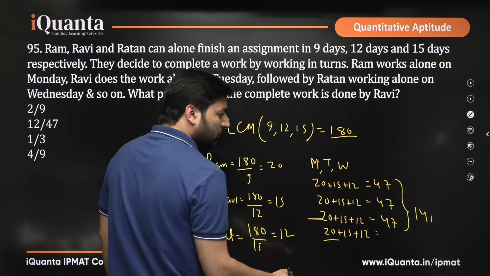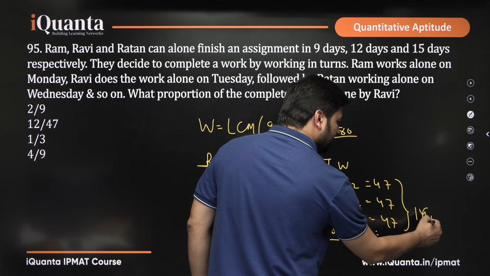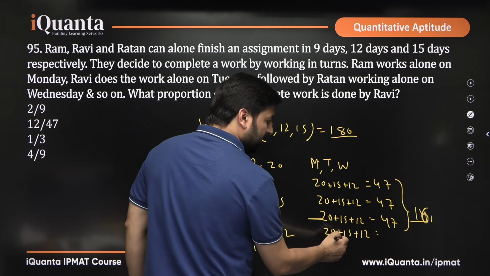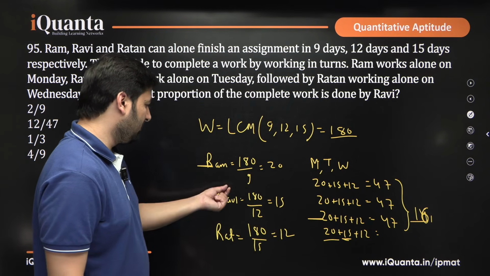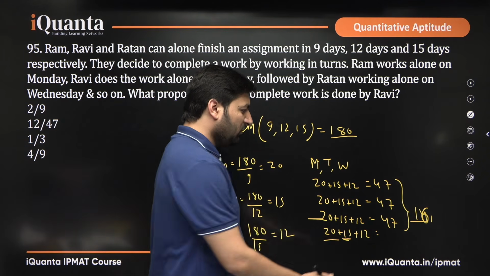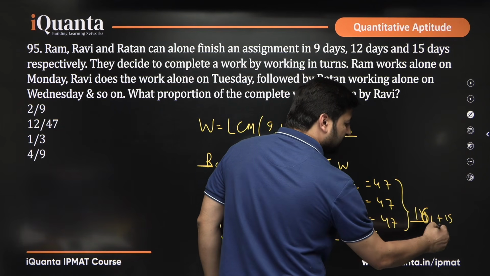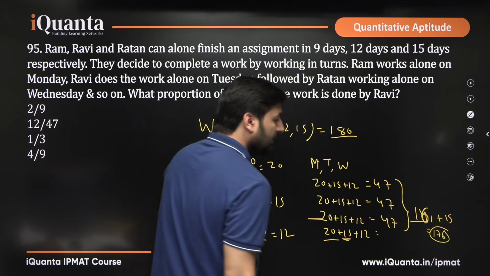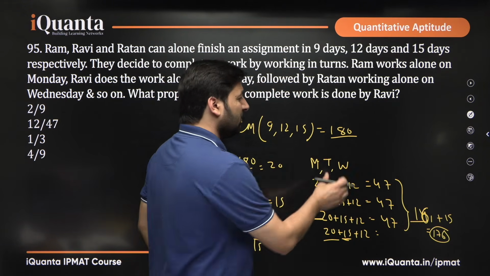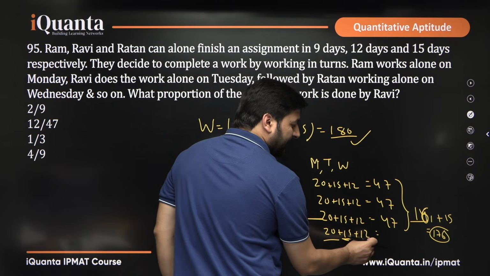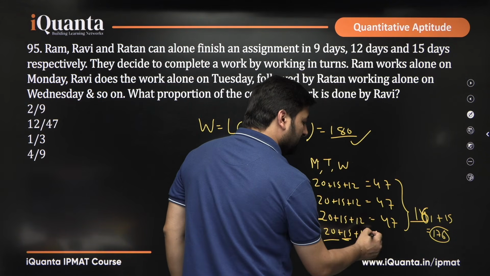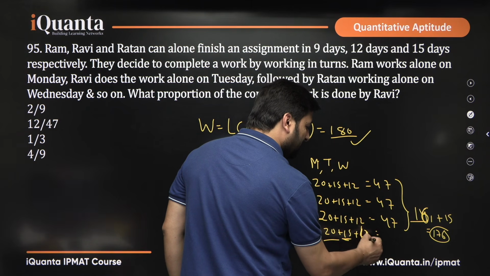If I add 20 to it, it becomes 161. Okay. Then after that, Ravi comes and adds 15 more units. It becomes 161 plus 15, that means 176 units of work has been done. And lastly, when Ratan comes, the work that has to be done is 180. He can do 12 units, but how much will he contribute? Last day, he will contribute only 4 units.